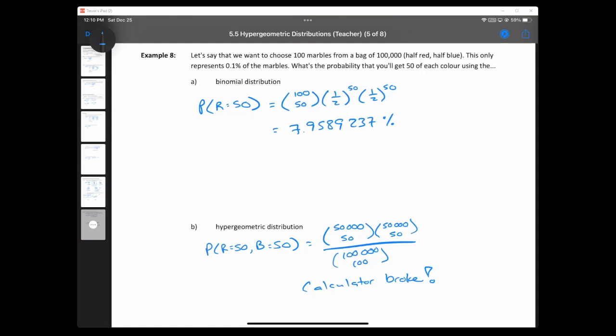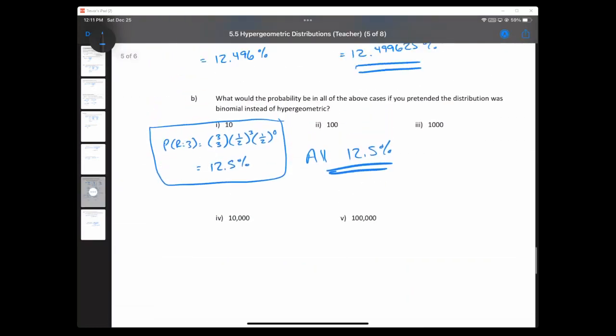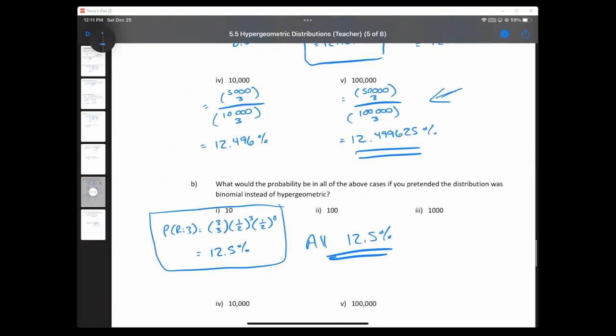So when it comes right down to it, in some cases, it's not a matter of which one we want to do, it's which one we can possibly do. So if you ever get an error with a hypergeometric because the numbers are too large, you may have to attempt a binomial approximation, even if you know it's not exactly right. But in many cases, like in this one, if the correct answer is 12.5% and we approximate that with 12.499625%, I think we're doing pretty good.